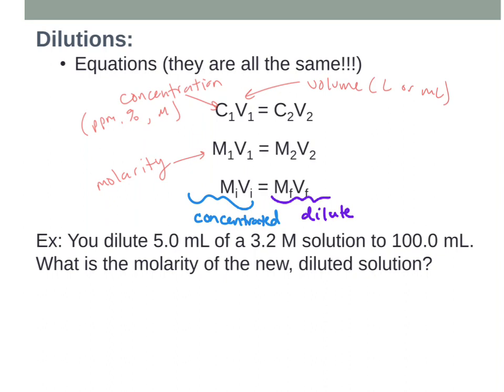You dilute 5.0 milliliters of a 3.2 molar solution to 100 milliliters. What is the molarity of the new diluted solution?